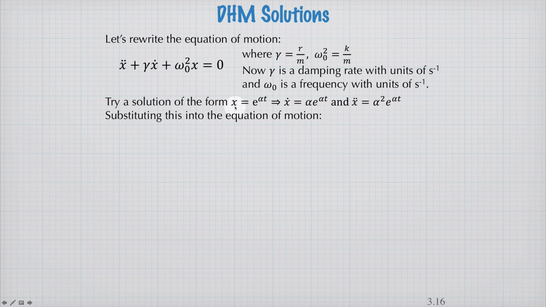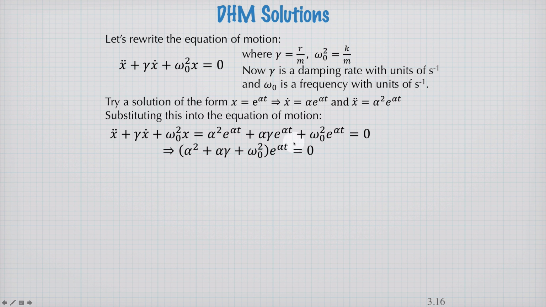We'll try a solution of the form x equal e to the alpha t. That means x dot is alpha e to the alpha t, and x double dot is equal to alpha squared e to the alpha t. And we'll substitute x dot and x double dot into this equation and try and find a value of alpha that solves our equation. So doing this, we find that all this must be equal to 0, and we can take out a factor of e to the alpha t. We can divide through by e to the alpha t, which leaves us with this quadratic equation for alpha.